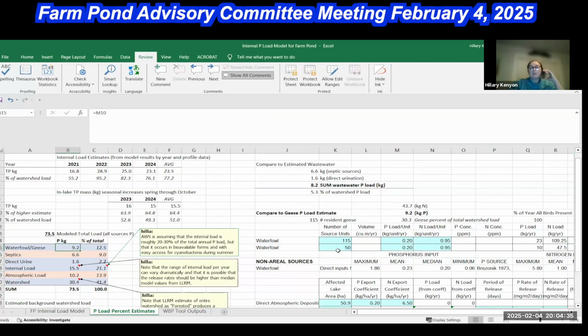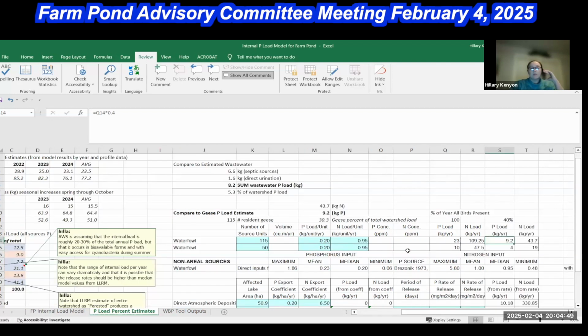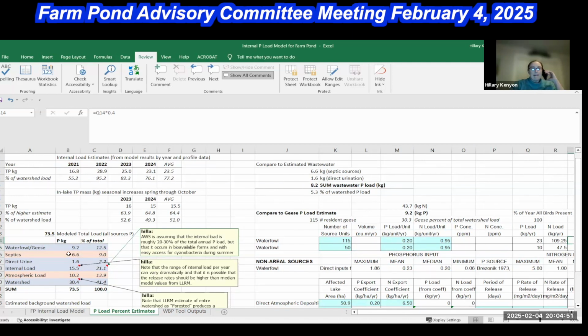And that can change, obviously, based on the year. But your low estimate is probably around 4 kilograms, which was on par with what was estimated in the 2015 report, and then possibly as high as about 9.2. So I do think that controlling geese is going to be important for you guys, which is not something I usually say.